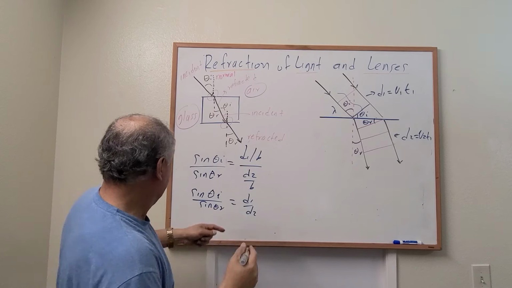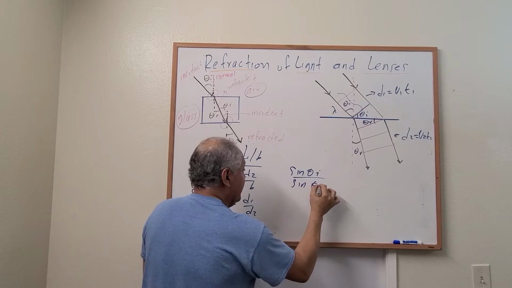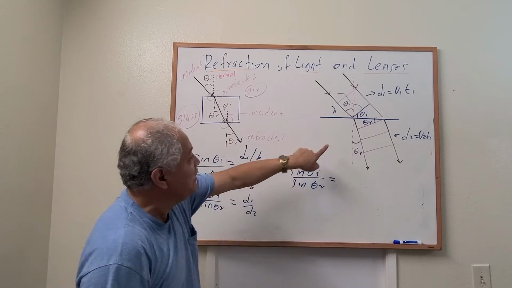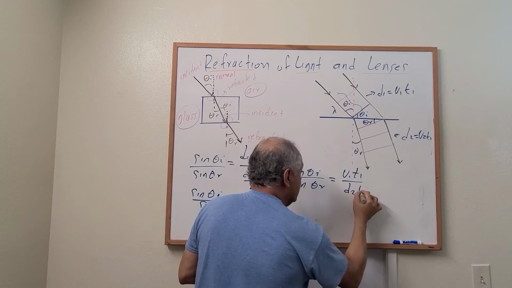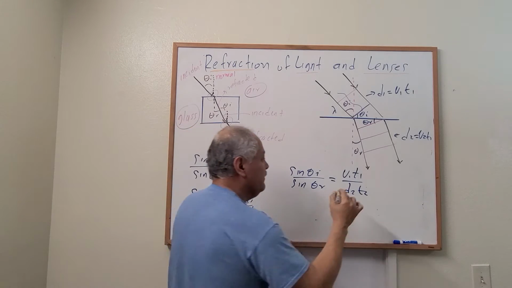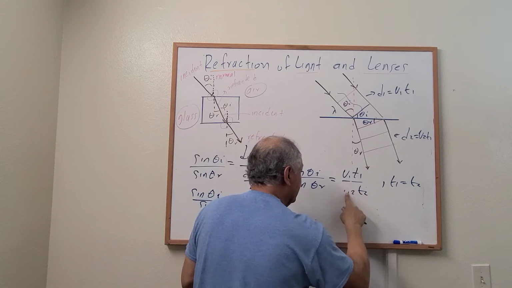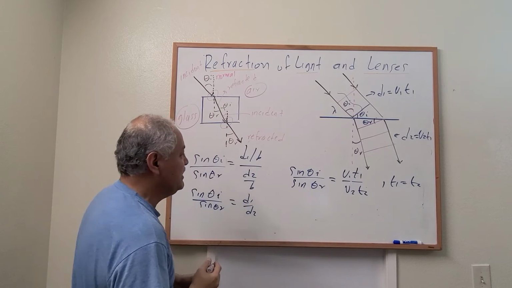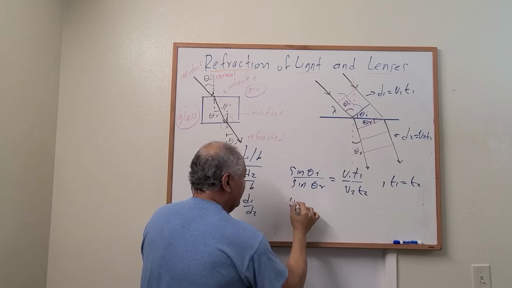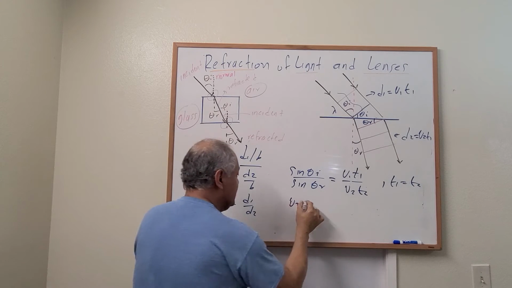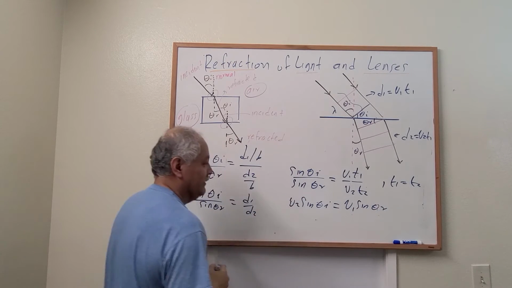Sine theta incident over sine theta refracted equals D1 over D2, and D1 is V1 T1, divided by V2 T2. The time is the same, right? T1 equals T2. Correct? So when that happens, what do we have? Let's arrange it this way. V2 sine theta incident equals V1 sine theta refracted.